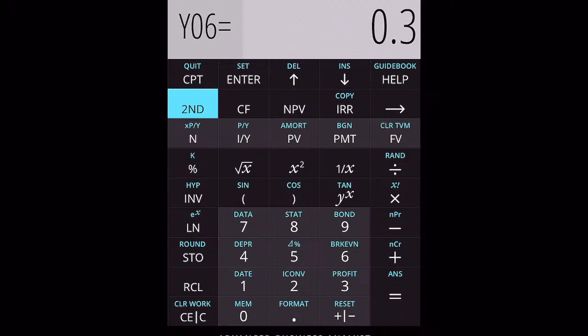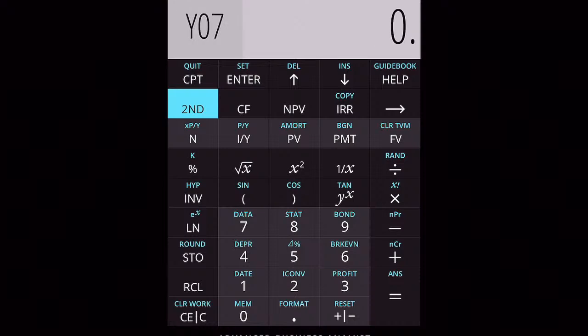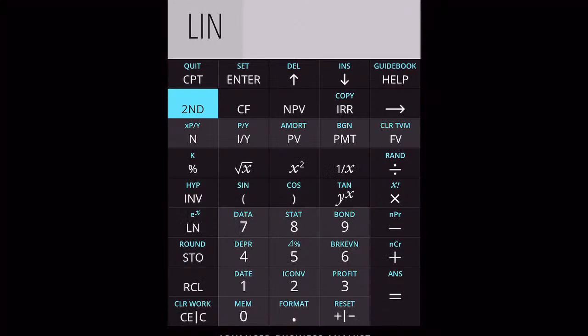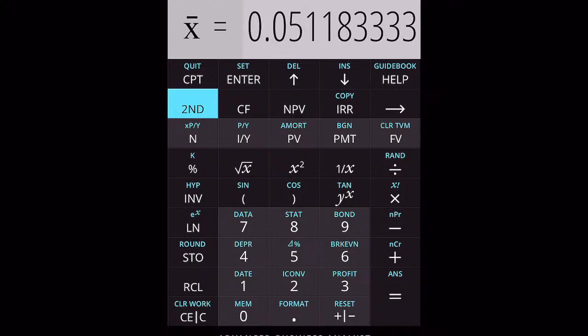Okay, ready? Second stat. These are my linear results. It gives me the number of observations, 6, the mean for the market returns, the standard deviation, and the population standard deviation. I ignore that. Now, these are the returns for U-air, if I didn't make a mistake.